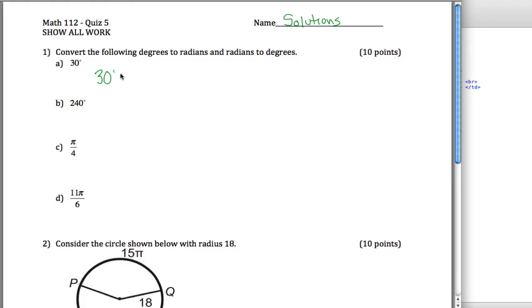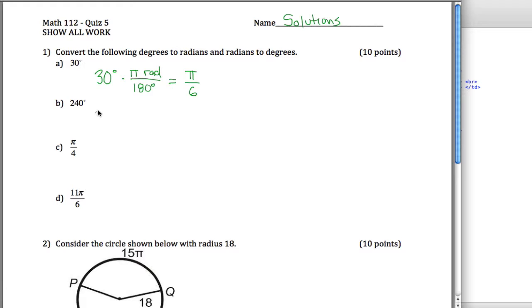The way you convert from degrees to radians is you multiply by 2 pi radians divided by 360 degrees. Actually, I'm not going to do it that way. An easier way is to multiply by pi radians, which is the exact same as 180 degrees. The zeros cancel out, and 3 goes into 18 6 times. So 30 degrees is the same as pi over 6 radians.